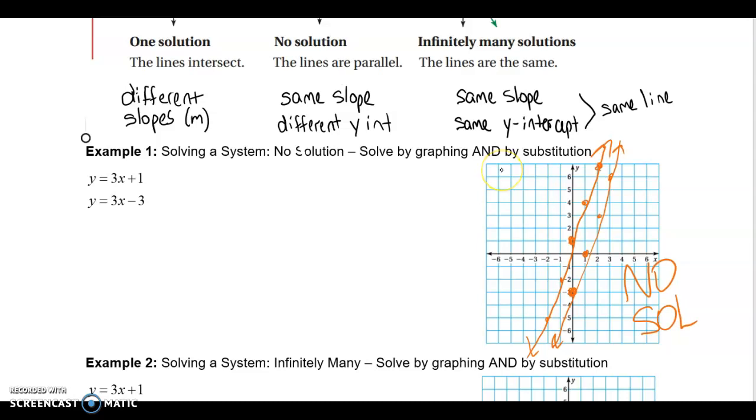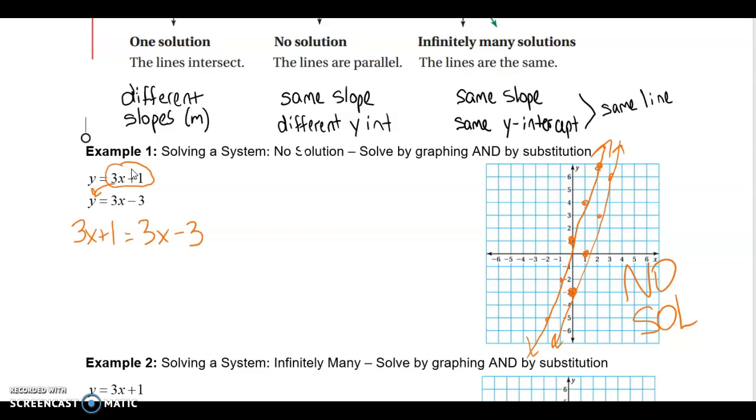We can also work this equation by substitution. So I'm going to show how it works that way. So I'm going to take this one, substitute it in down here. So now over here, I've got 3x plus 1. Bring my equal sign down, 3x minus 3.